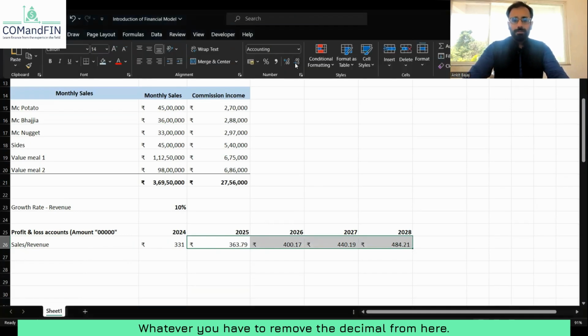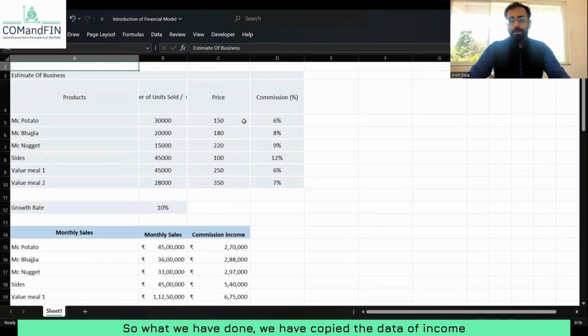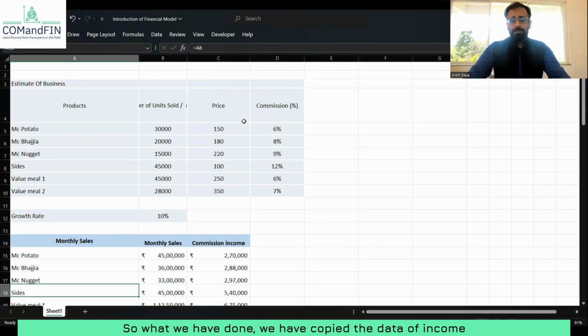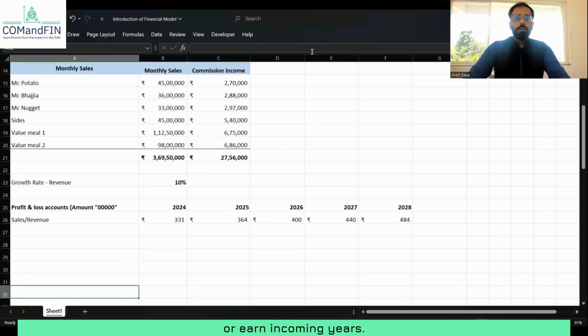What I will do is remove the decimal from here, so you will be able to easily read these numbers. So this is going to be your yearly sales. What we have done is copy the data of income, and on the basis of this assumption, we found what revenue you will be able to generate or earn in coming years. Now, what we have to do is copy the data related to expense.